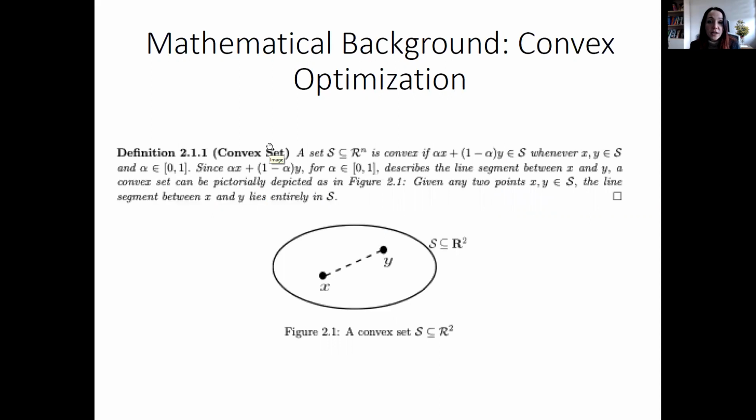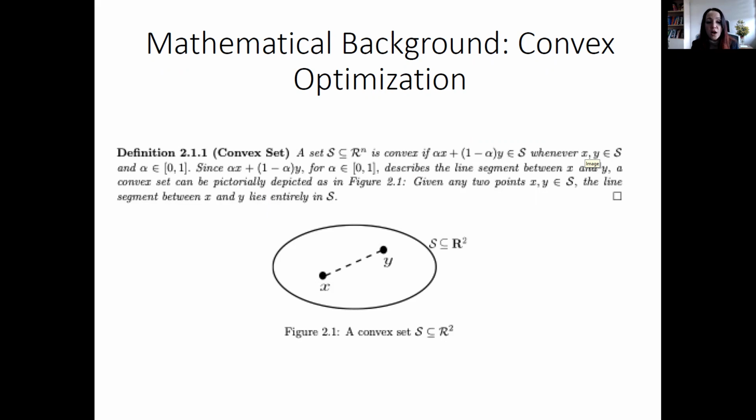Now, how do we define a convex set? As many of you know, a set S in n-dimensional real space is convex if for any alpha between 0 and 1 and any points x and y inside the set S, alpha times x plus 1 minus alpha times y is in the set S. In other words, take any 2 points in S, take their convex combination, alpha x plus 1 minus alpha y. This convex combination has to be a point in S.